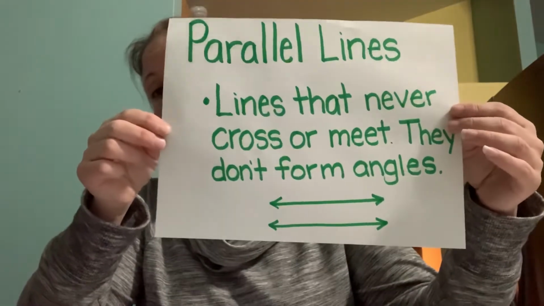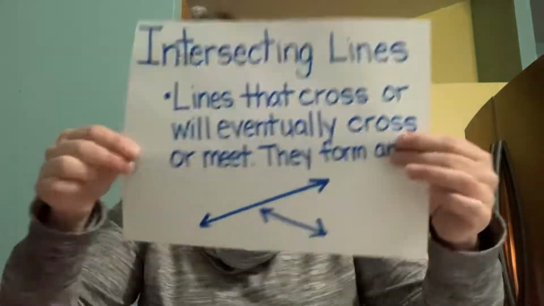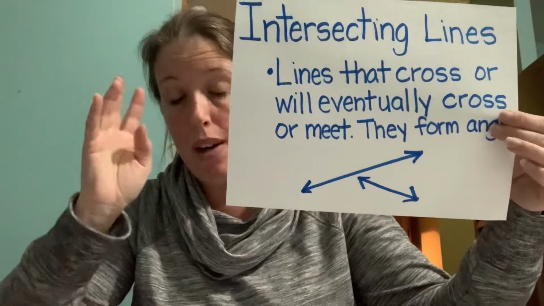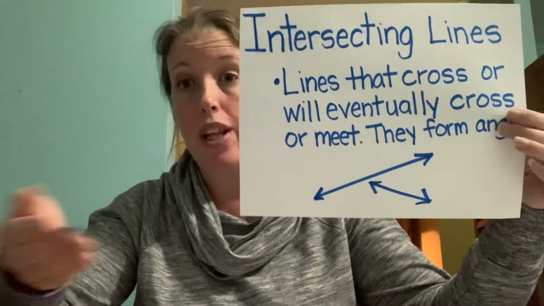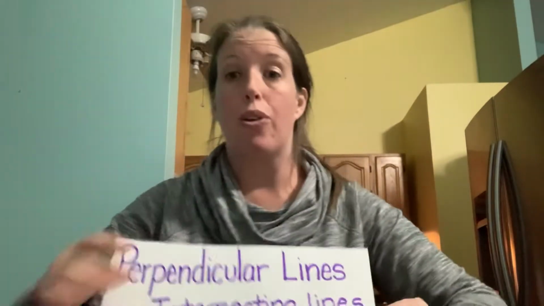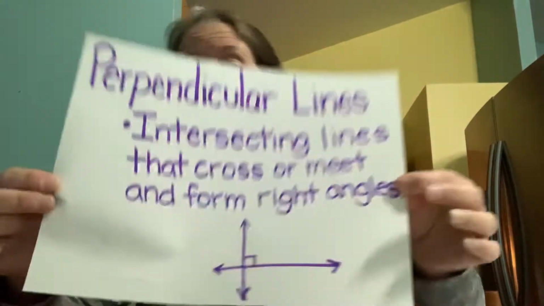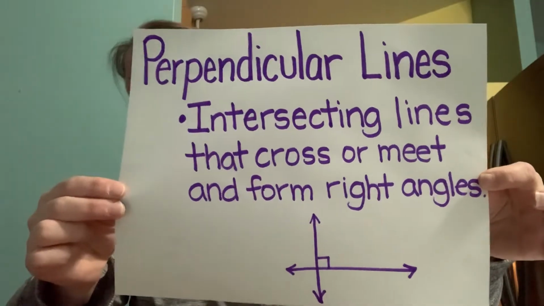Again, we have parallel, lines that will never ever cross or meet. We have intersecting, which are lines that cross immediately or eventually they will cross or meet. And if they intersect at a 90-degree angle, they're not just intersecting lines, but they're perpendicular and intersecting lines. Okay? So we're going to do a quick little activity where we're going to look at some figures and describe the types of lines you see.